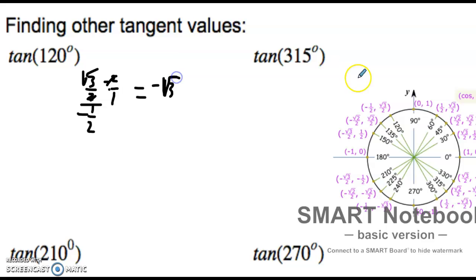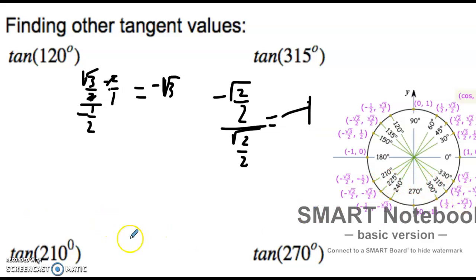So square root of 3. Tangent of 315. Tangent 315 is right here. The values are square root of 2 over 2, negative square root of 2 over 2, and positive square root of 2 over 2, which just reduces to negative 1.